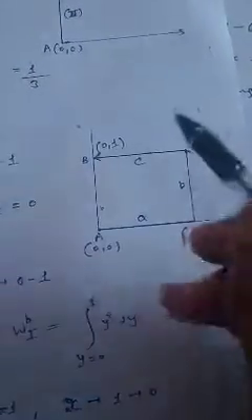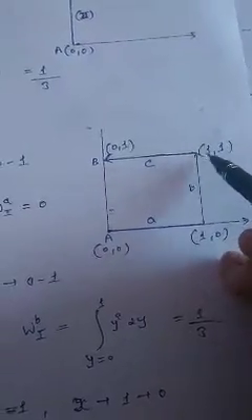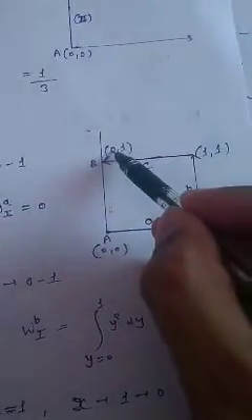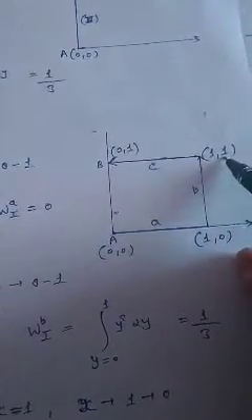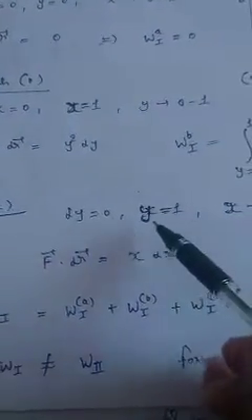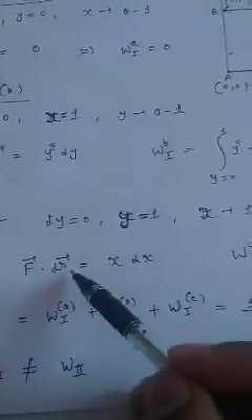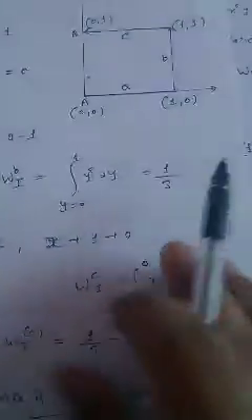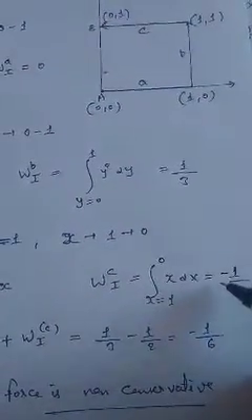Now coming to path number C. So now what is happening? In this case, x is changing from where to where? 1 to 0. And what is happening to y? There is no change in y. What is the constant value of y? y is equal to 1 and dy is equal to 0. So for path number C, dy is equal to 0, y is equal to 1, x is going from 1 to 0. Now what is F dot dr? x dx. So W1C will be the integral with x going from 1 to 0 of x dx, that is equal to minus 1 by 2.